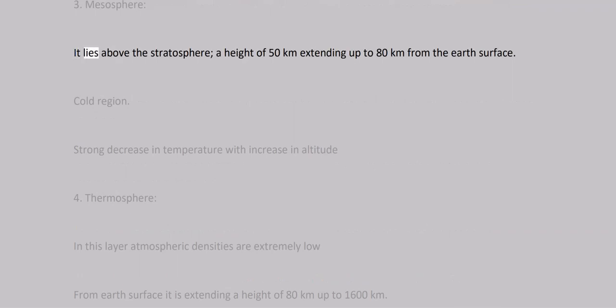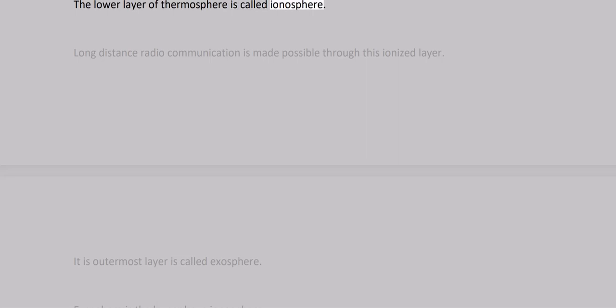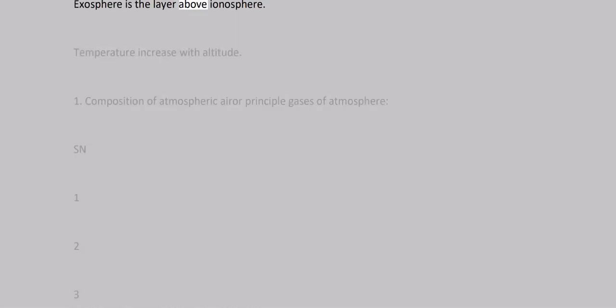3. Mesosphere. It lies above the stratosphere, at a height of 50 kilometers extending up to 80 kilometers from the Earth's surface. Cold region. Strong decrease in temperature with increase in altitude. 4. Thermosphere. In this layer, atmospheric densities are extremely low. It extends from a height of 80 kilometers up to 1,600 kilometers. The lower layer of thermosphere is called ionosphere. Long-distance radio communication is made possible through this ionized layer. The outermost layer is called exosphere. Exosphere is the layer above ionosphere. Temperature increases with altitude.